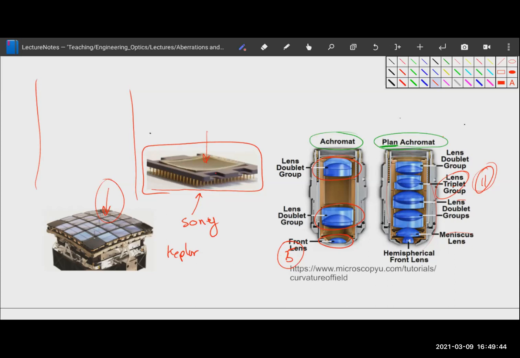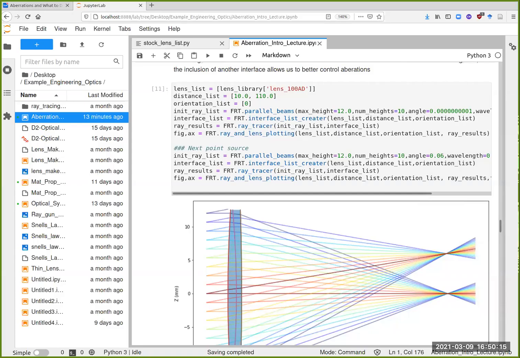So we can see field curvature, although field curvature is hard to see. So let's go back to our notebook again. Great. So we're sharing our notebook.